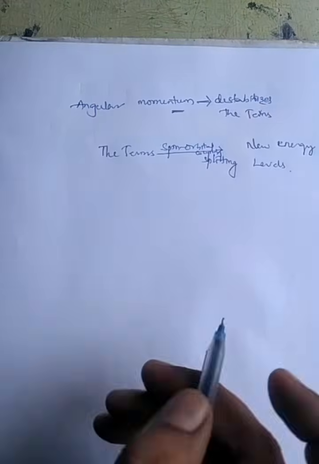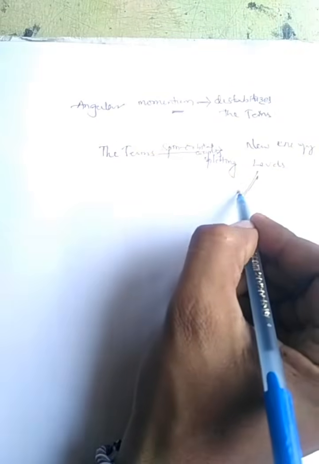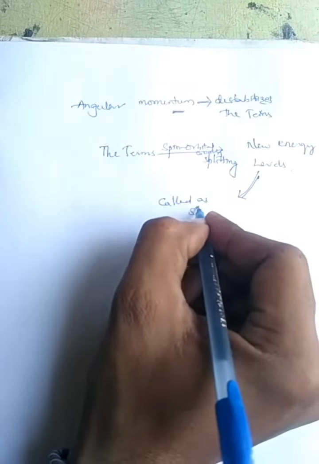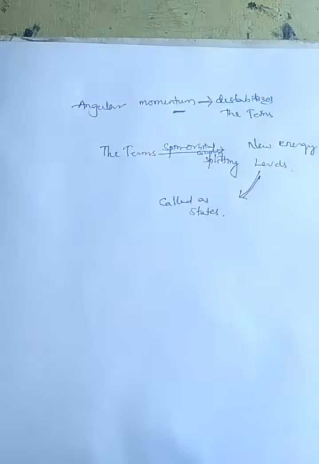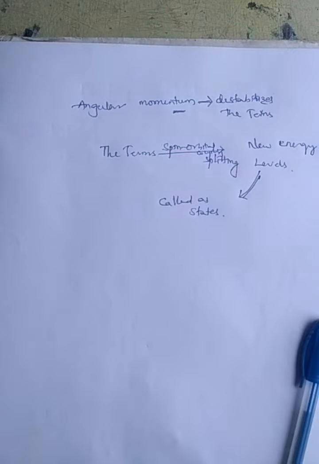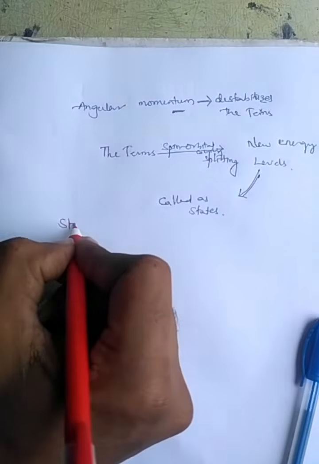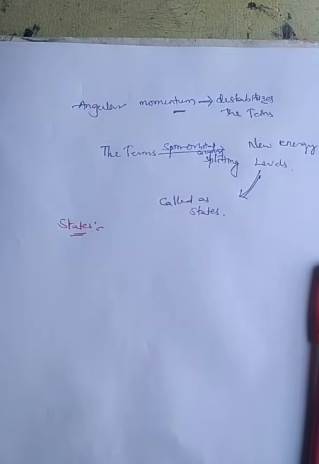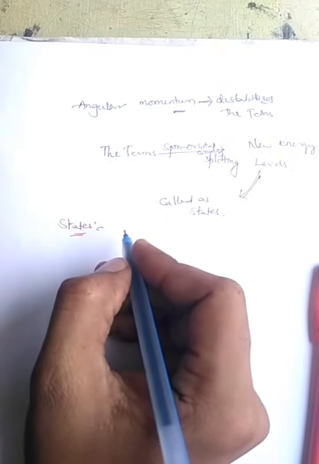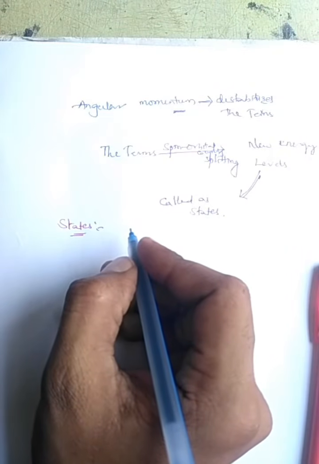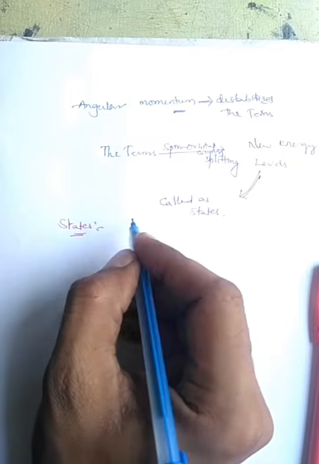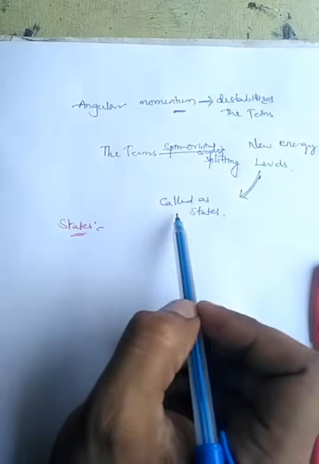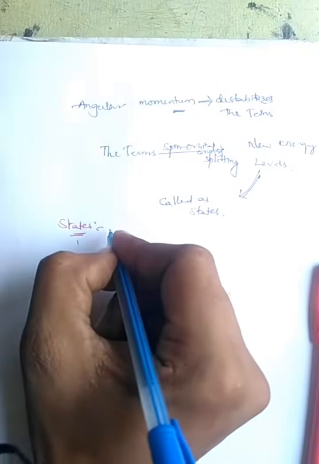So thus newly generated energy levels will be called states. When it comes to the definition of states, the newly generated energy levels from the electronic arrangement of terms due to the spin orbital coupling are known as states, right?